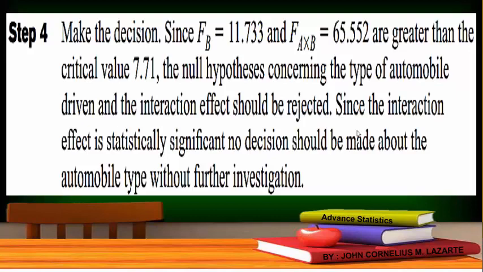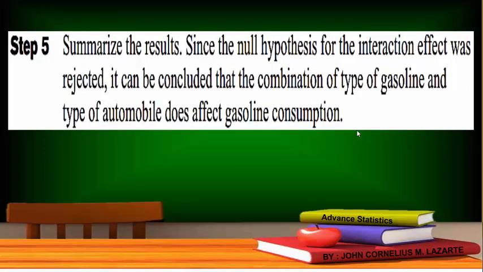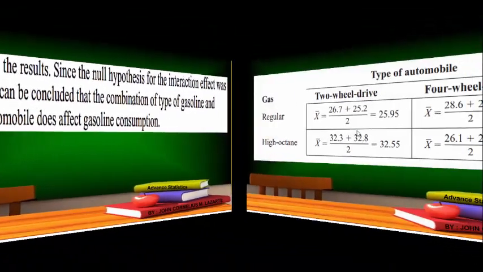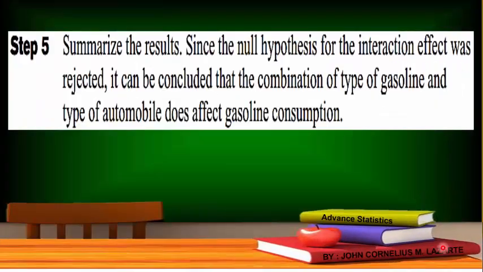Now, to sum it up, since the null hypothesis for the interaction effect was rejected, it can be concluded that the combination of the type of gasoline and type of automobile does affect gasoline consumption. In the preceding analysis, the effect of the type of gasoline used and the effect of the type of automobile driven are called the main effects. If there is no significant interaction effect, the main effect can be interpreted independently. However, if there is a significant interaction effect, the main effect must be interpreted cautiously.